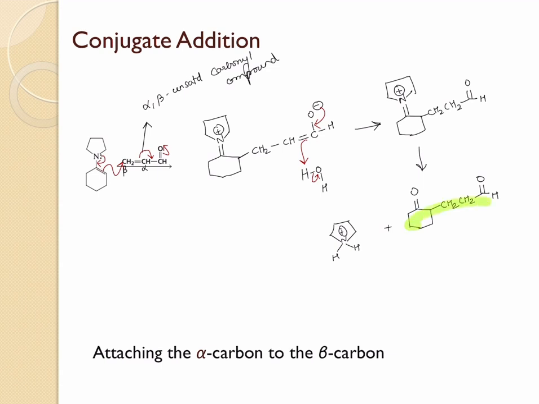Here is our final compound. And you can see that this is our alpha carbon of the carbonyl compound, and this is the beta carbon of the alpha-beta unsaturated carbonyl compound. And there is a carbon-carbon single bond between both of these atoms.